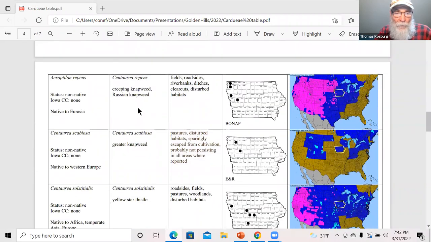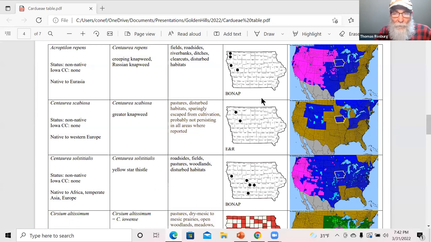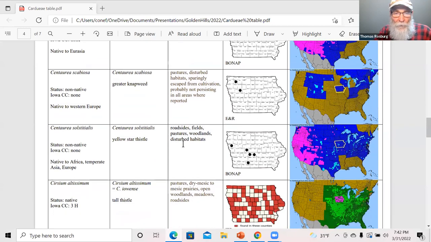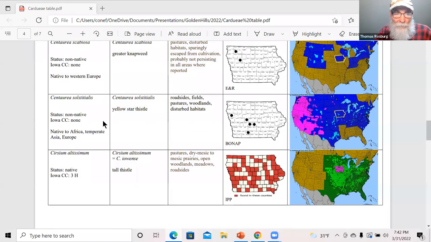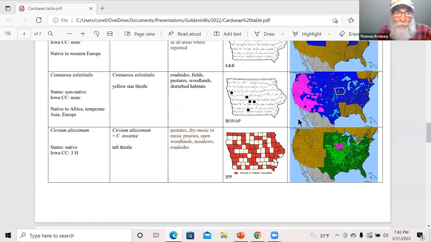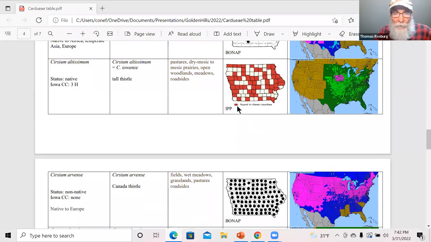Then we have another one that's changed name from Centaurea repens to Acroptilon. That's Russian knapweed. I included it. There's at least four records, again, just in the Northwest. And then also included this one here, yellow star thistle. A few records. This is all good because, again, these can be very bad invasive species. And then there's the native ones. Of course, here's all the Cirsiums.